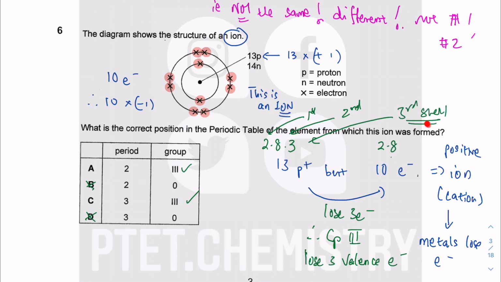Previously, you had 3 shells that were being filled. So previously, you were period 3. After you lose the 3 valence electrons, your valence electrons are now the second shell electrons, because now you only have 2 shells. But originally, you had 3 shells that were being filled.